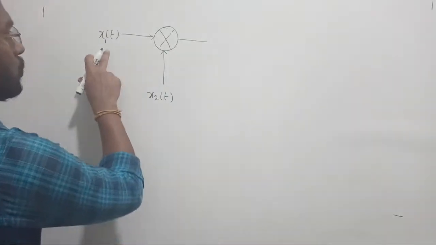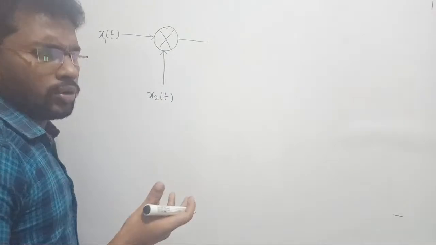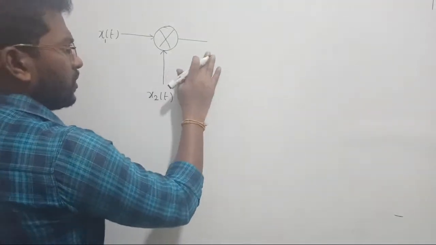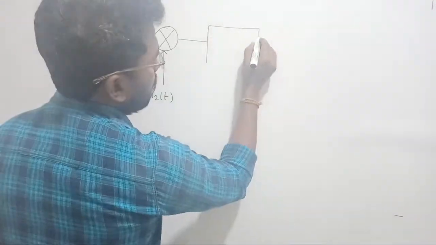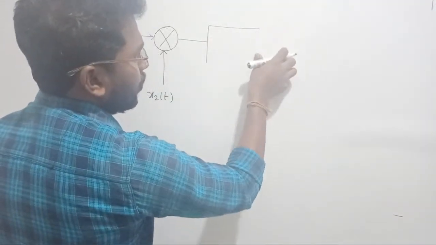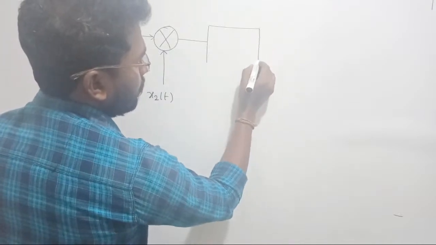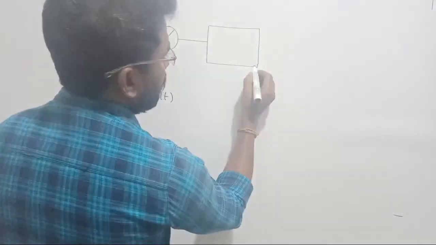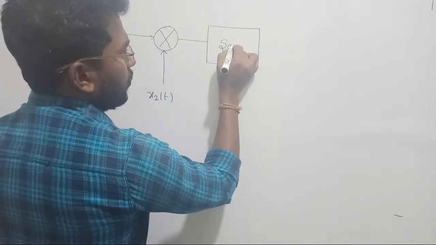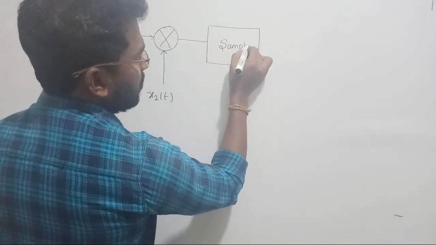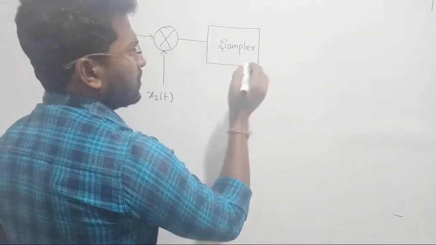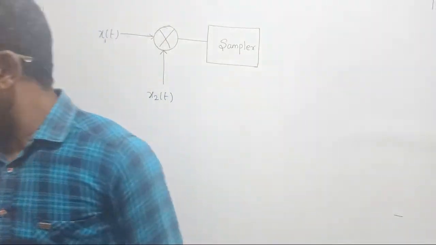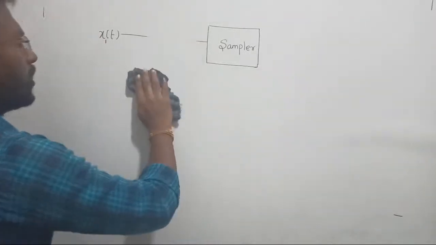Now I am passing these two signals through this summer. You will come to know why I am doing these things. Then this combined signal is going to be passed through the sampler. We will see what your sampler is going to do. Wait a minute, let me do one thing. I will take the sampler directly, that will be better for everyone.